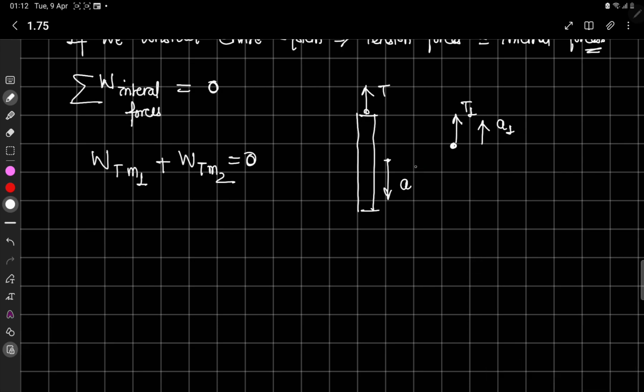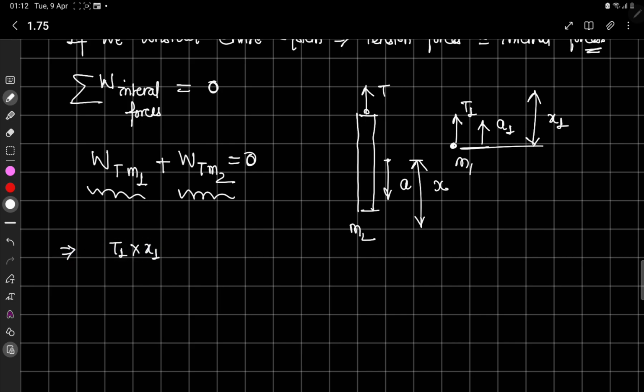Now let us assume that because of these tension forces, this body is going in the downward direction by a distance of x, and this particular body is going in the upward direction with a displacement of x1. So if we write the work done by the tension force on mass m1 and the work done by the tension force on mass m2, then basically this is T1 into x1.